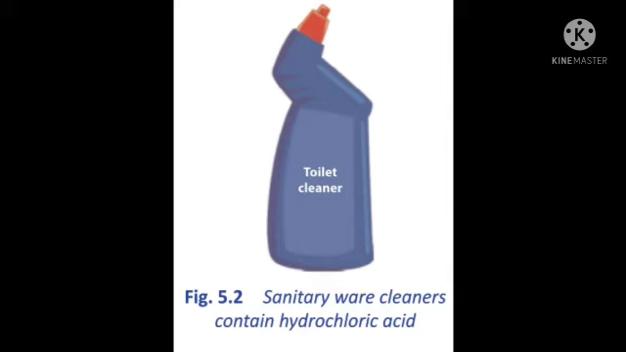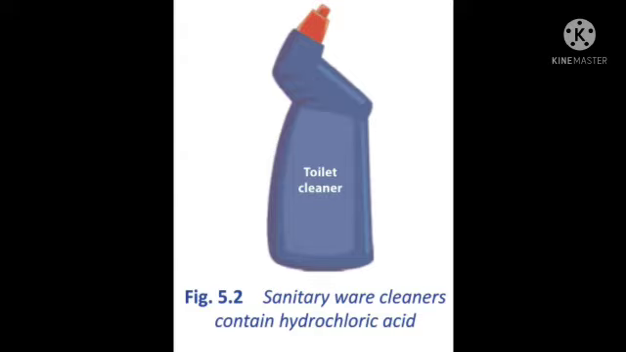Children, next we are going to learn about uses of acids. First we are going to learn about hydrochloric acid. How will you write hydrochloric acid? HCl. What's the chemical formula for hydrochloric acid? HCl. So the first point about this is, what are the uses?